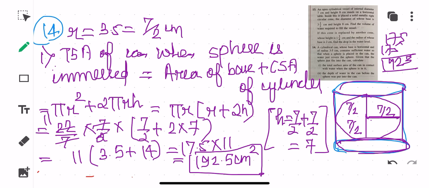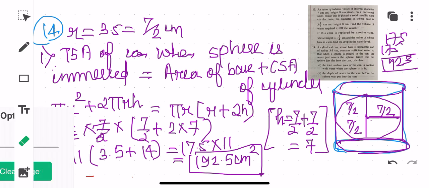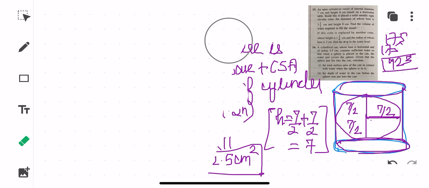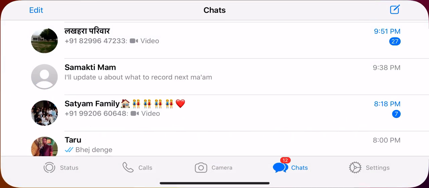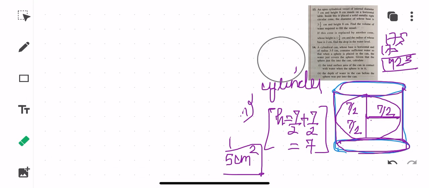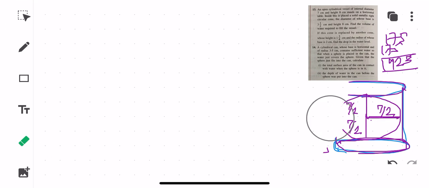Now what you will be doing, children, is moving on to the next thing. The next thing they are asking is the second one, the depth of the water in the can before the sphere was put into the can. So for this I'll just be erasing this part, because this is completely different to what we have done. Just a second, children.